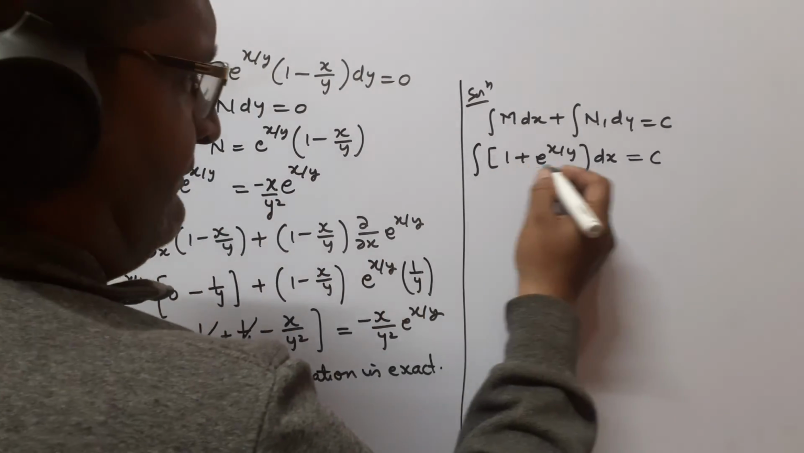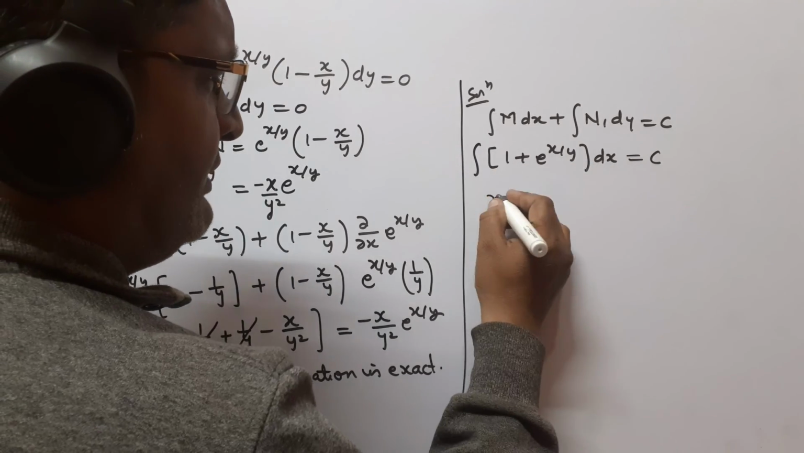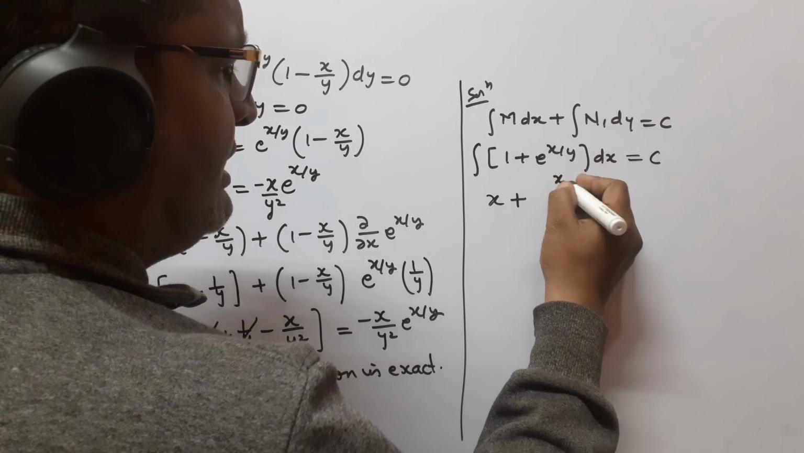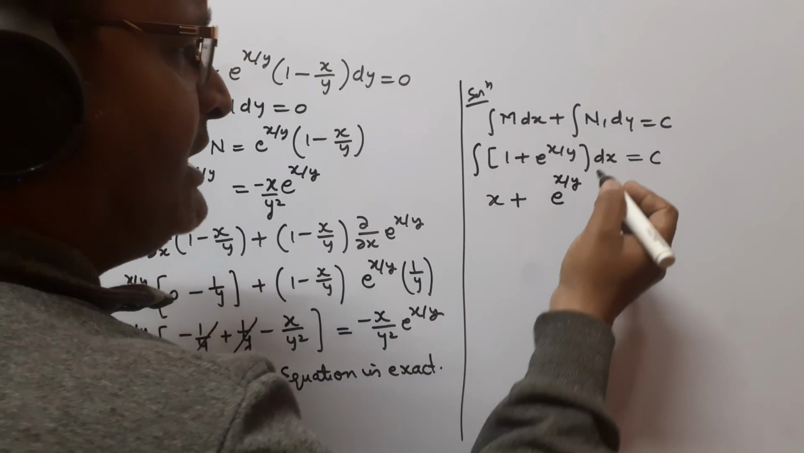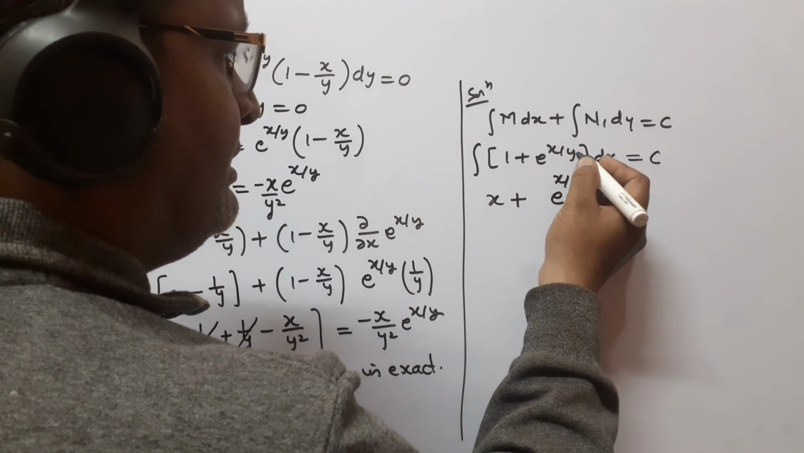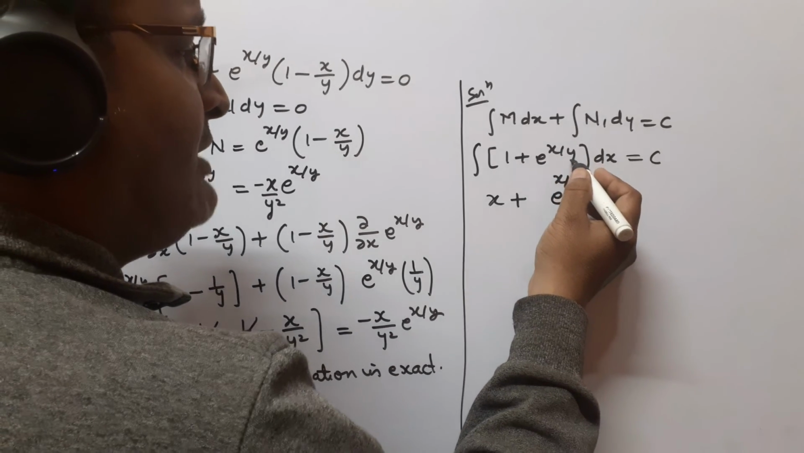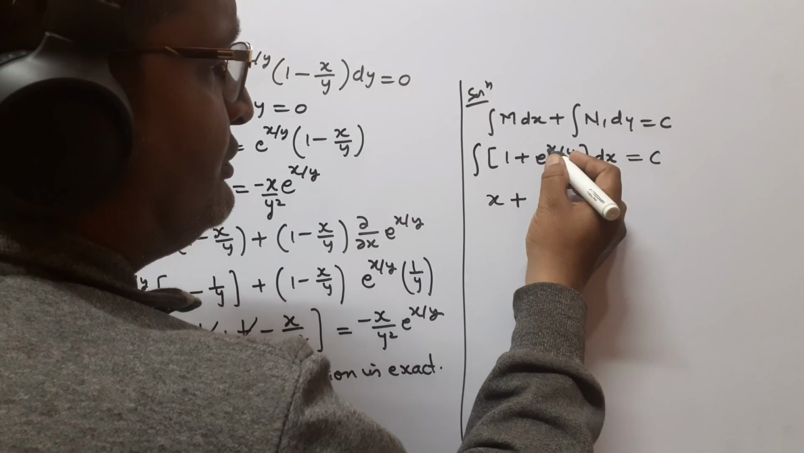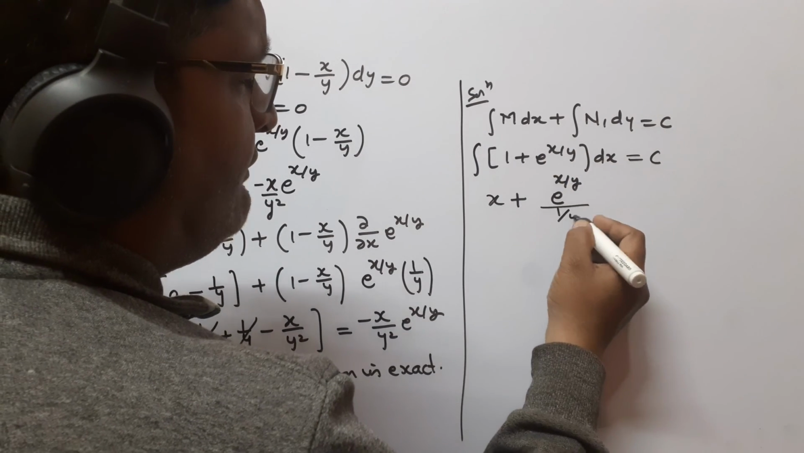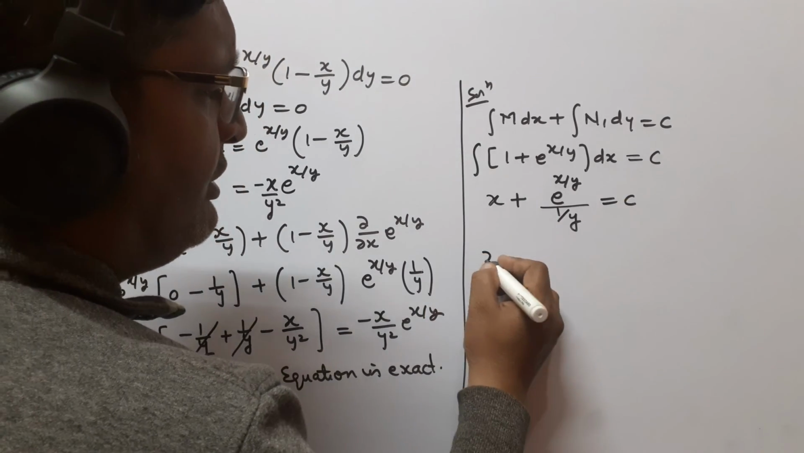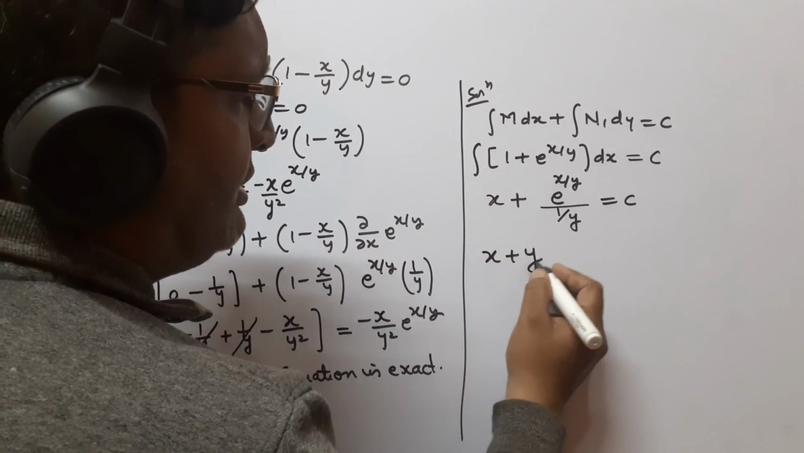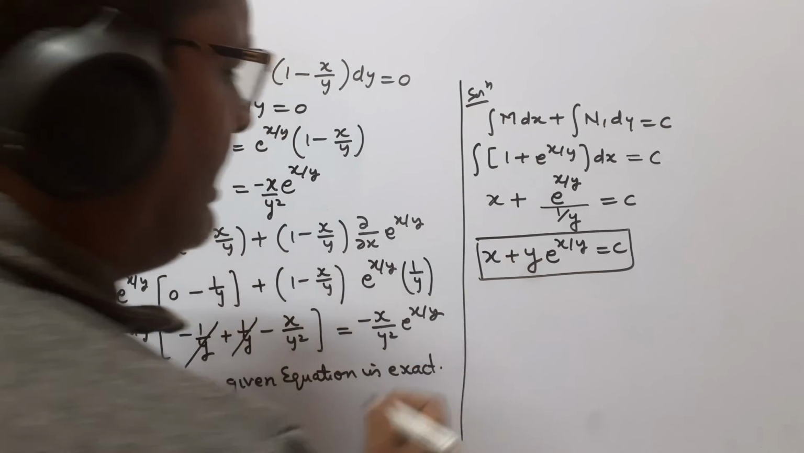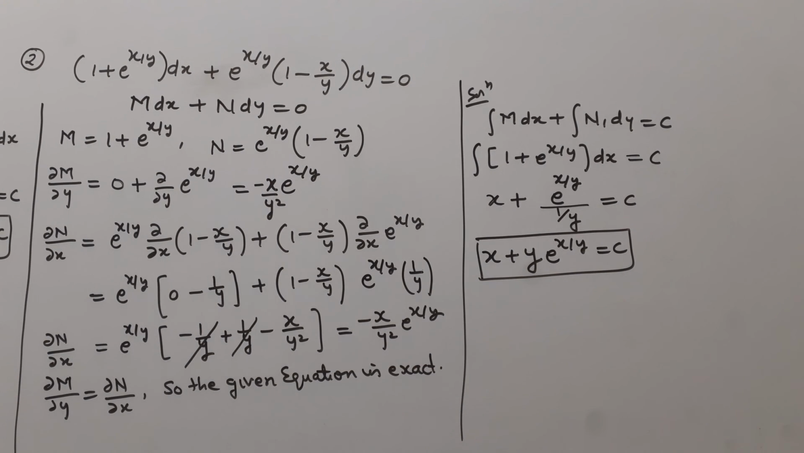Here we integrate 1 with respect to x and we get x, and when we integrate e to the power x by y with respect to x, we get e to the power x by y, and the constant term will be in the denominator. Here the constant term is 1 upon y, so we write 1 upon y, equal to c. This can also be written as x plus y multiplied by e to the power x by y is equal to c. So this is the solution of the given differential equation. Thank you.